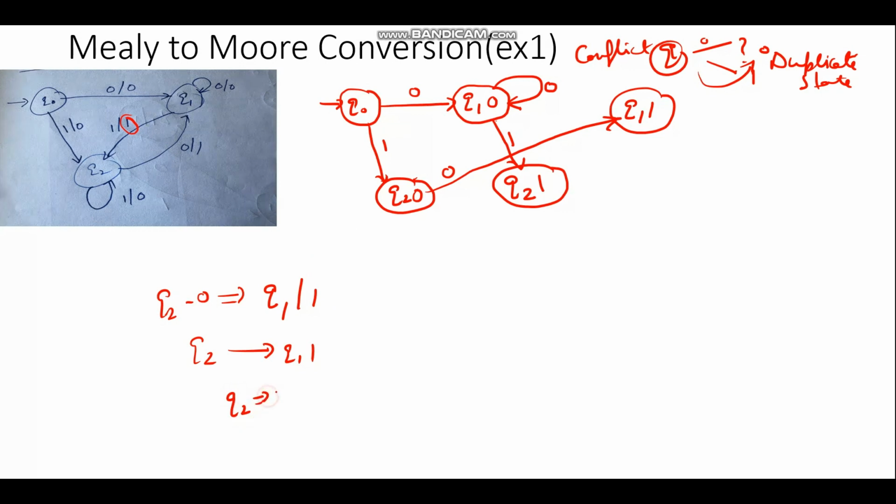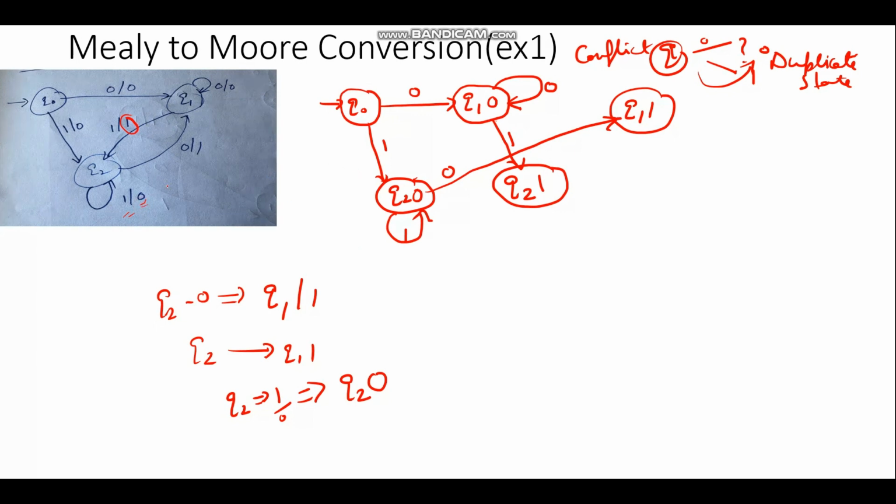The input is 1, then where will it go? With Q2 0 and input 1, it will remain at Q2 itself, and in that case the output is 0. So what was the output for this? Output is 0. So we need the state Q2 0. We are already having a state Q2 0. So we will create an edge on Q2 0 with input 1, which says if Q2 0 is applied input 1, it will remain at Q2 and the output is 0, which means Q2 0. So there is an edge.